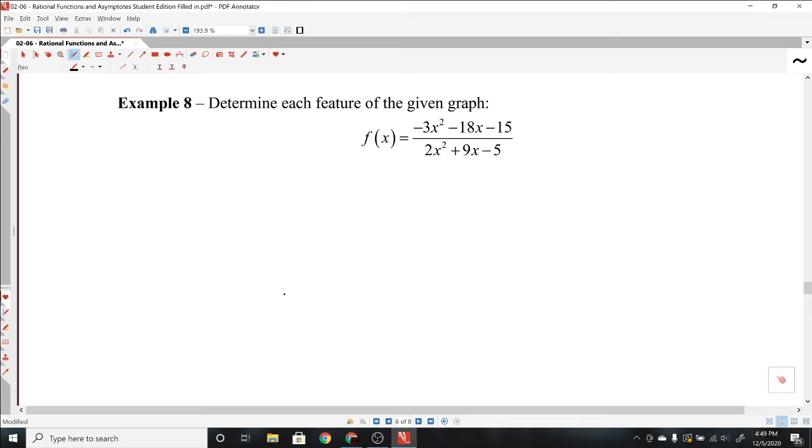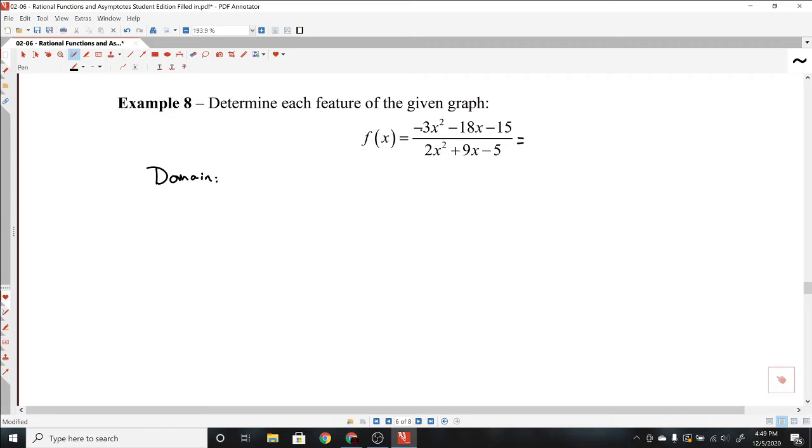So determine each feature of the given graph. First thing I want to do is start off with, and the Delta Math problems don't ask you for it, but I do think it's important we look and we say, what's the domain? So we're going to start with our work by factoring these two polynomials, looking for common factors, and trying to do all of that analysis.